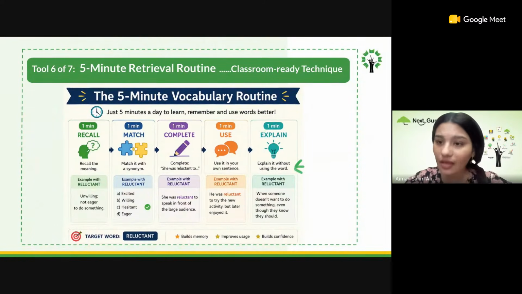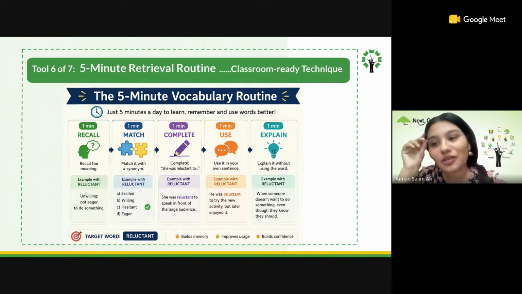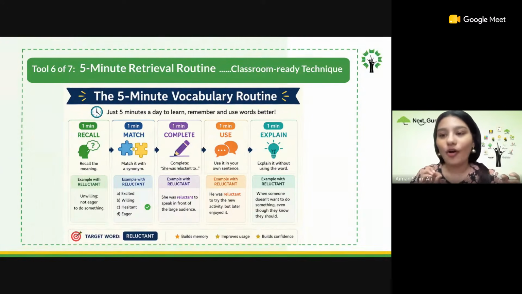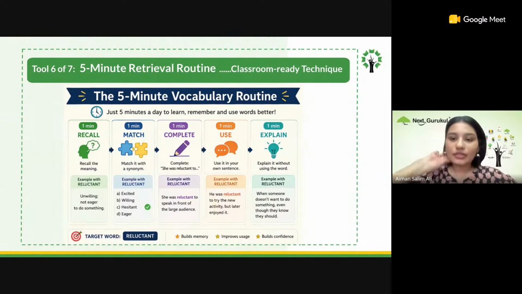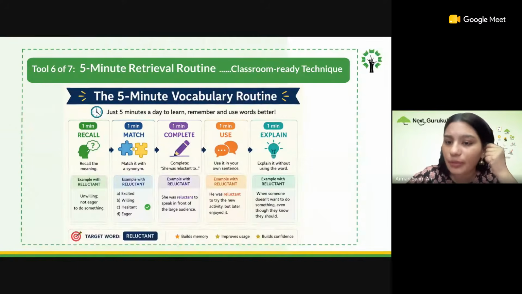You know what? The fifth part of this strategy, you can use it in a game. You can gamify this. Next time you're taking a test, or you're doing a dictation test, or even for your internal examination, extracurricular activities, you can use this as a game. So the fifth one is you explain it without using the word. Without using the word reluctant, I'm going to explain it to my students, or to my friends. So this is a 5-minute routine that you can do with your students in the classroom every day, in the zero period maybe, or any free period that you have.